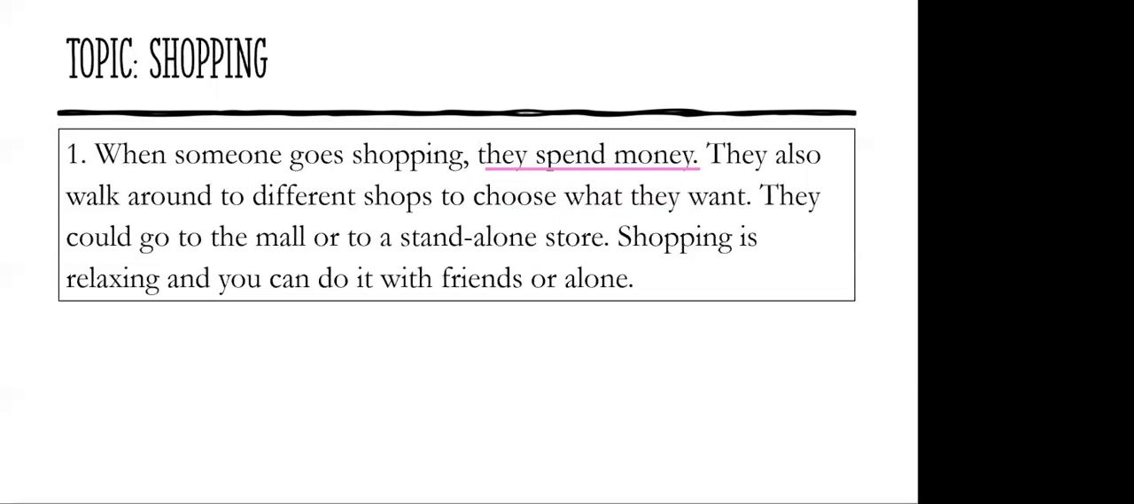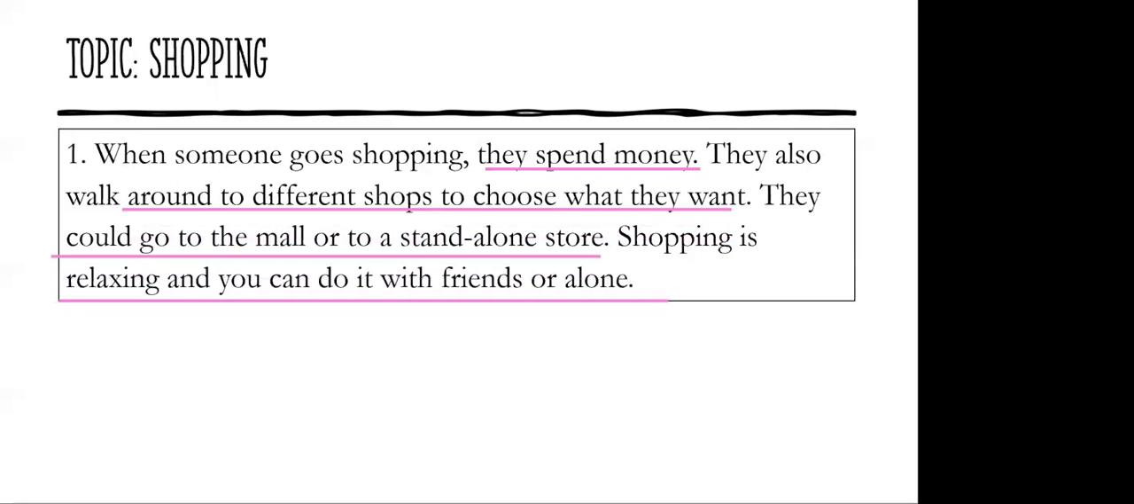The author then lists a number of characteristics about shopping, like how you can walk around to different shops. Each of these sentences is a different fact or characteristic about the topic, shopping. You can go to the mall or stand alone. And then shopping is relaxing, and you can do it with a friend or alone.